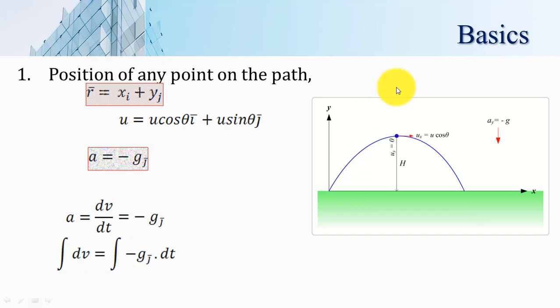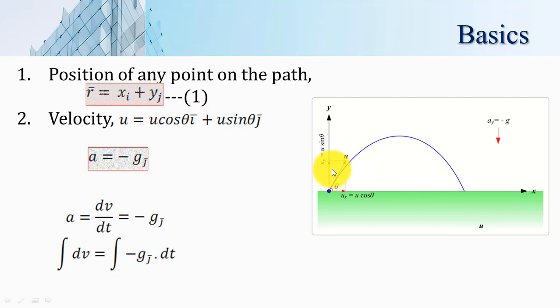This particle is projected with its initial velocity u with an inclination theta with respect to the horizontal, that is, with respect to the ground. So u is the initial velocity and theta is the angle of projection by which this particle is projected. After defining the position of any point on this parabolic path in vector form, similarly the velocity can also be given for this initial velocity u. Its vector form will be u cos theta i plus u sin theta j.